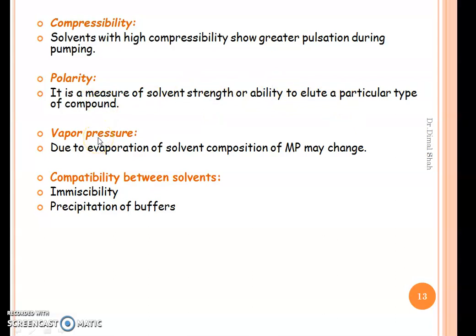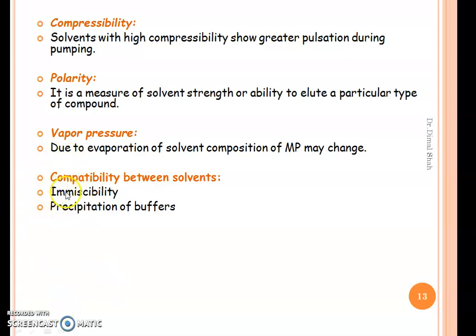Vapor pressure. Yes, vapor pressure creates a lot of issues during HPLC analysis. If your mobile phase has high vapor pressure, there are chances of evaporation of the solvent over a period of time, and due to that the composition of the mobile phase may change. So keep in mind that the vapor pressure of the solvent that you are using should be minimum.